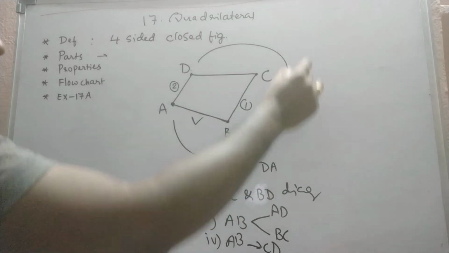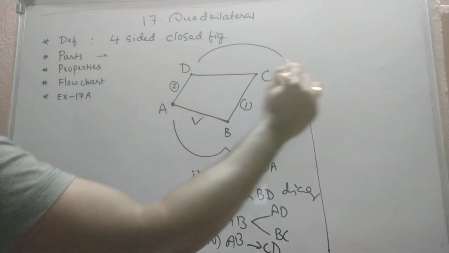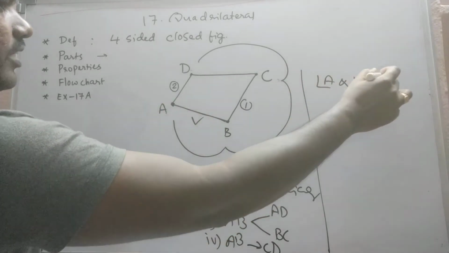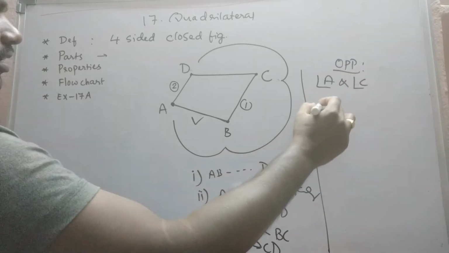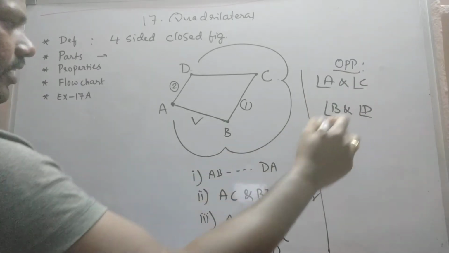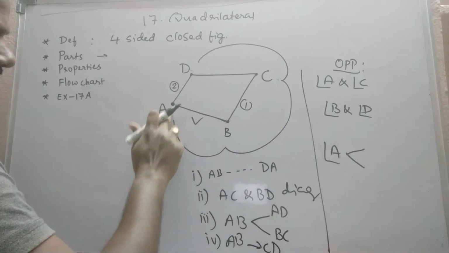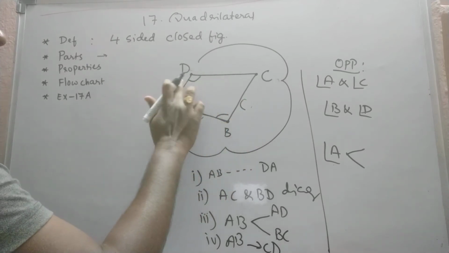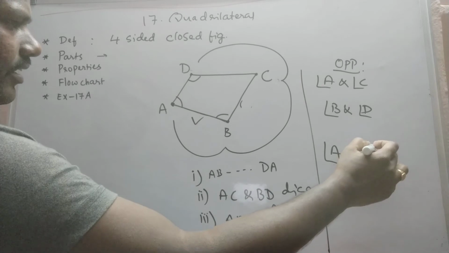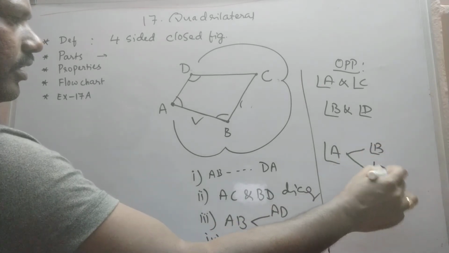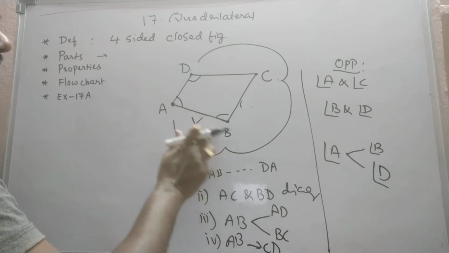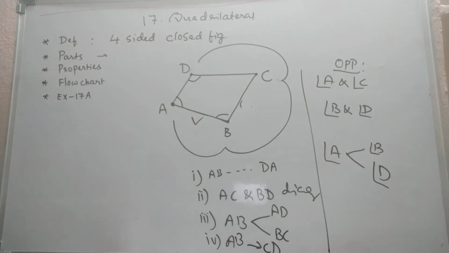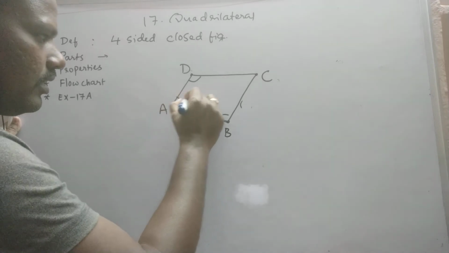Now coming to angles. Angle A and angle C are opposite angles. Similarly, angle B and angle D are opposite angles. But when you consider angle A, it has two neighbors: angle B and angle D. These two are called adjacent angles. For angle B, angles A and C are the adjacent angles. Opposite angles, adjacent angles. Now we have reached one important point. Let us see. Now I am joining AC.